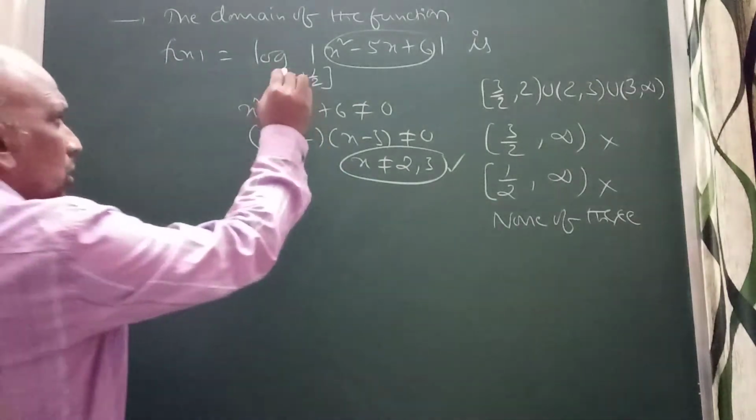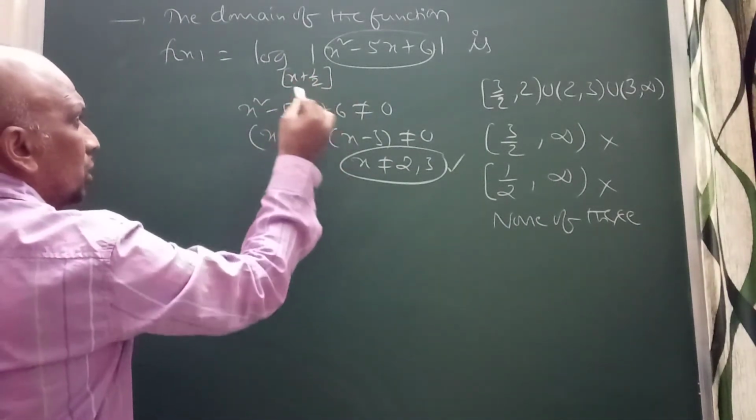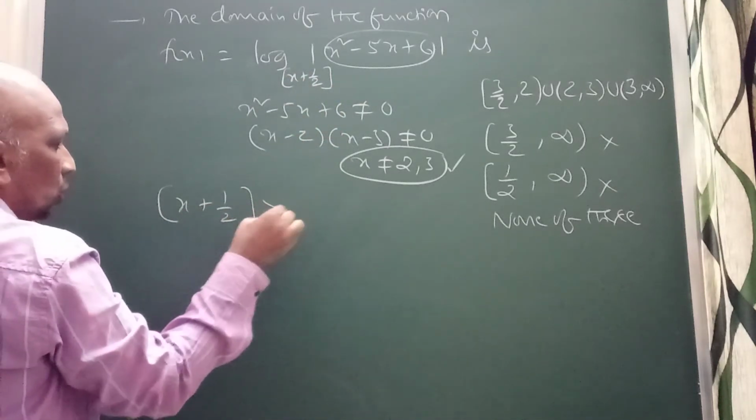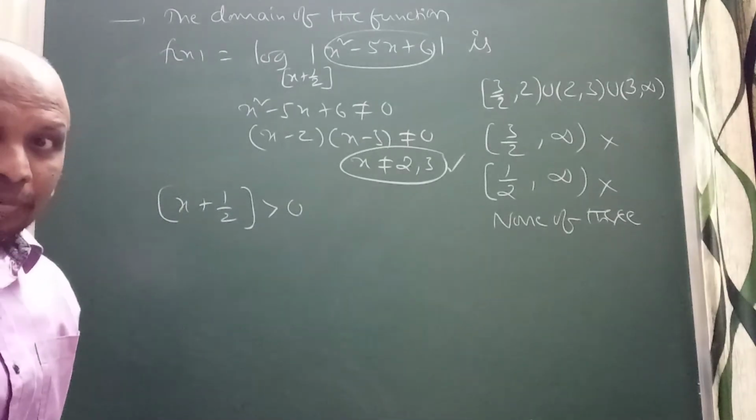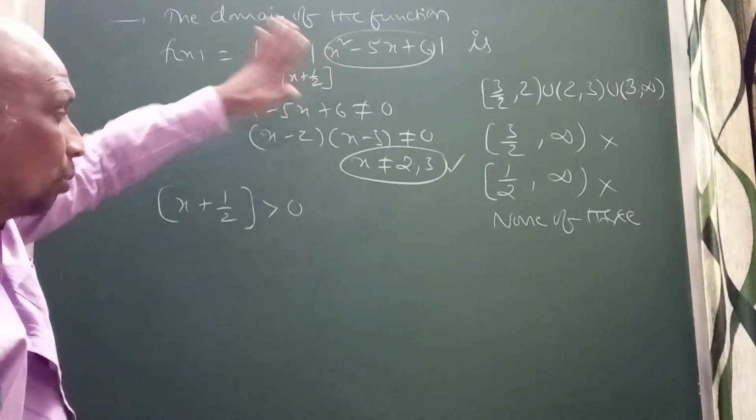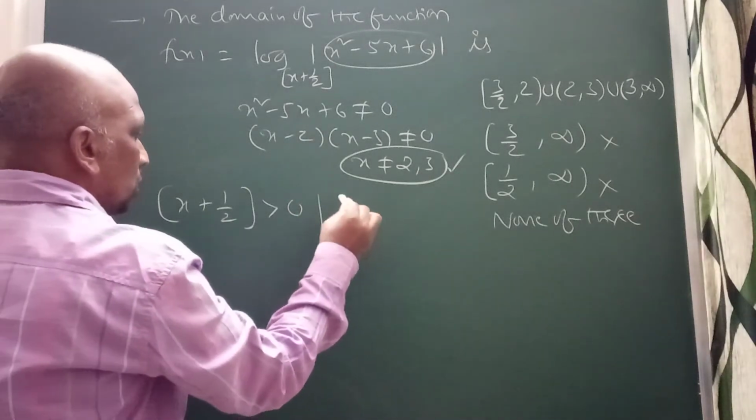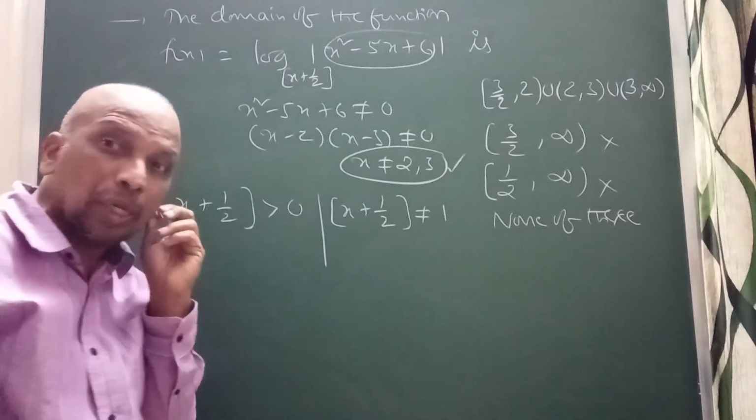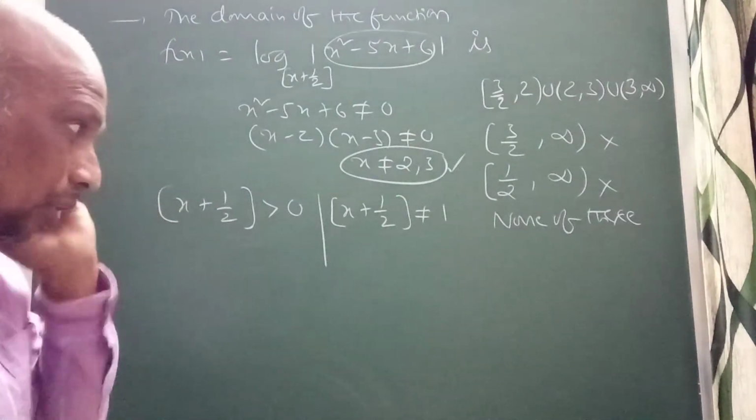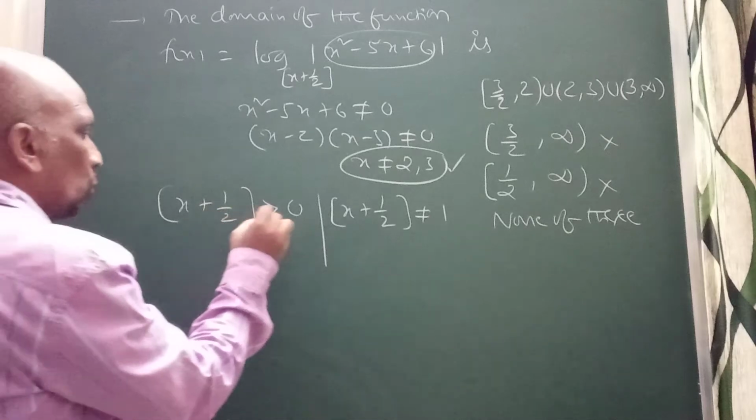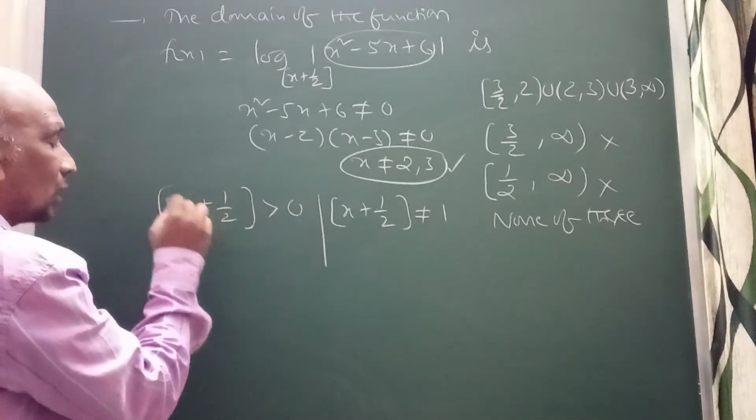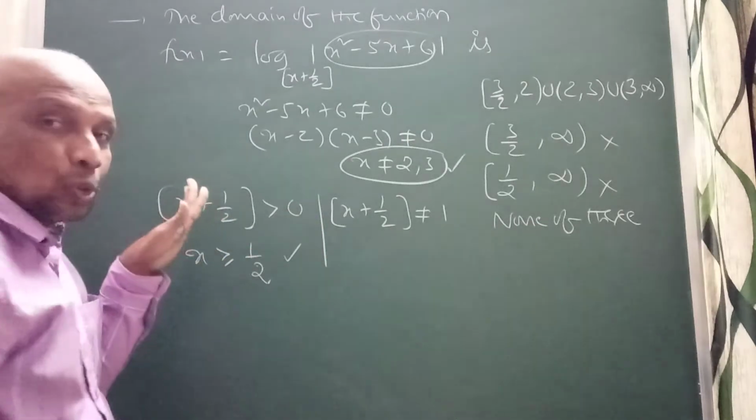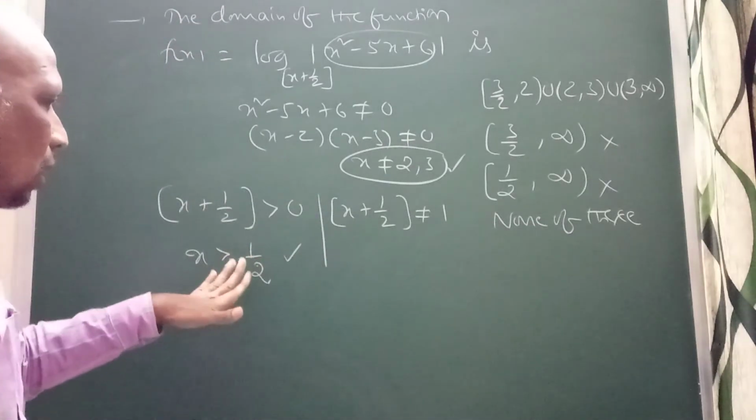Now this step function, the base step of x plus 1 by 2, should be greater than 0, and it should not be equal to 1 also. To define any logarithmic function, the base should not be equal to 1. Now this should be greater than 0 means x should be greater than or equal to 1 by 2, since at 1 by 2 it gives 1.